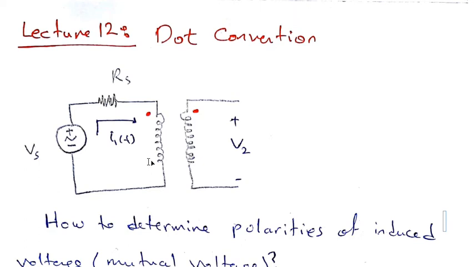Today, I would like to talk about dot convention in mutual inductance and circuit analysis. I think you are familiar. This is kind of confusing at the beginning, and I have been trying to understand it for a long time. I've checked many videos, but it was not easy to understand at the beginning.